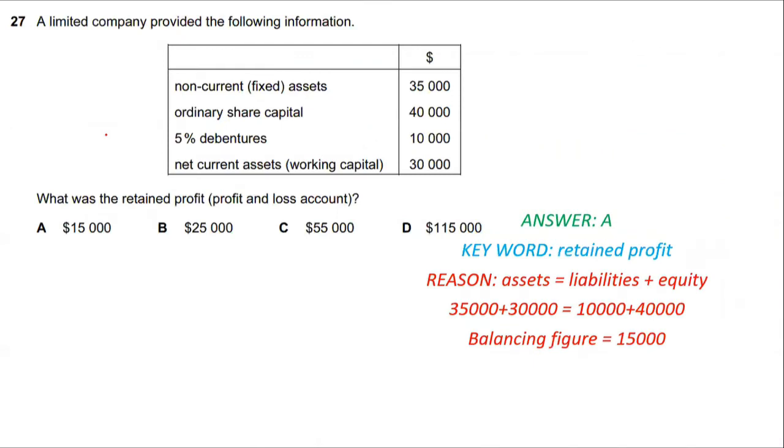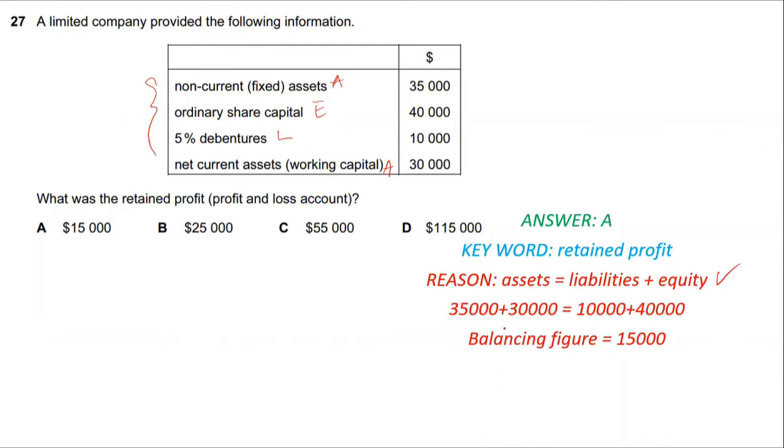Multiple choice 27. A limited company provided the following information. What was the retained profit or loss? So we need to calculate the profit and loss from this piece of information. We will follow the accounting equation, that is, assets equal liabilities plus equity. We determine our assets from this information. This is our asset, this is our asset, this is owner's equity, and this is liability. And we put this information into the accounting equation.